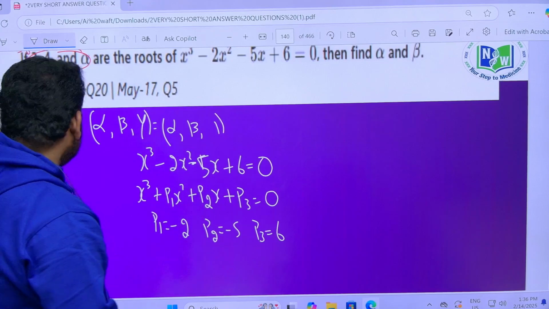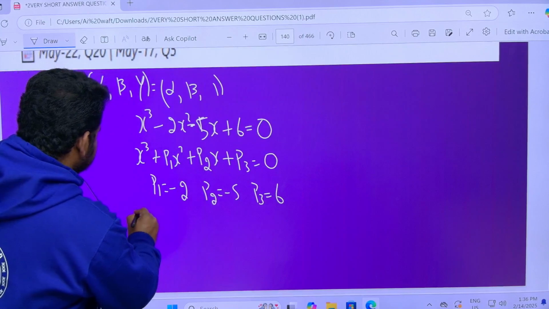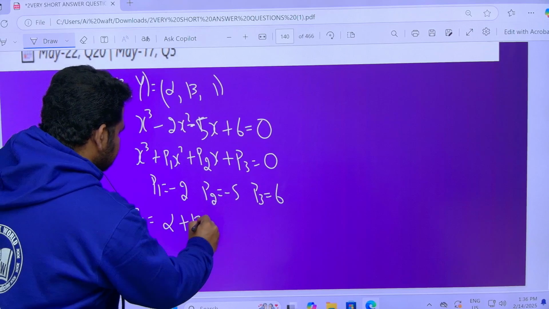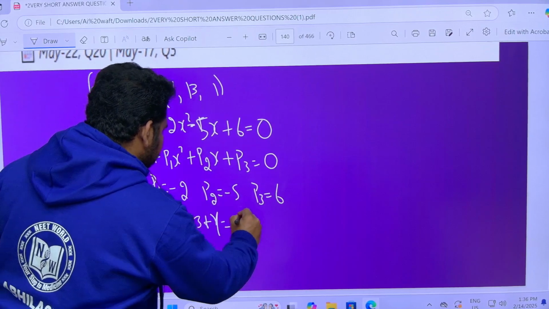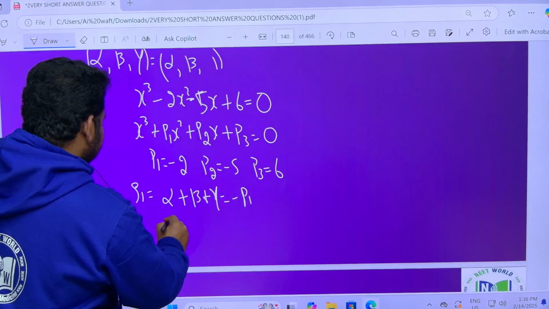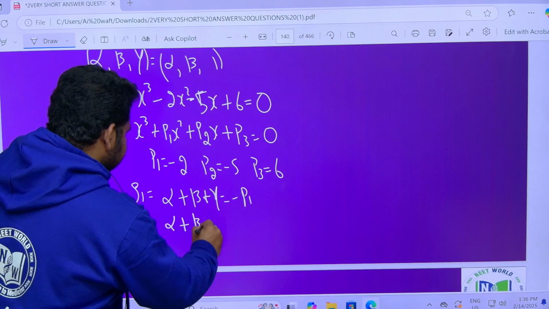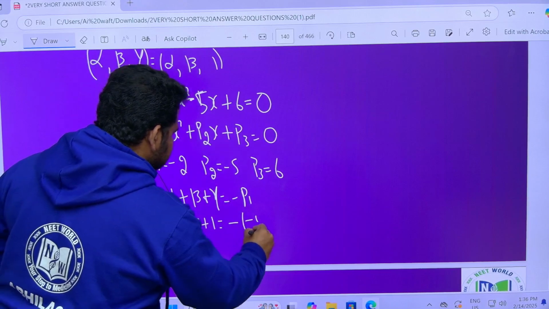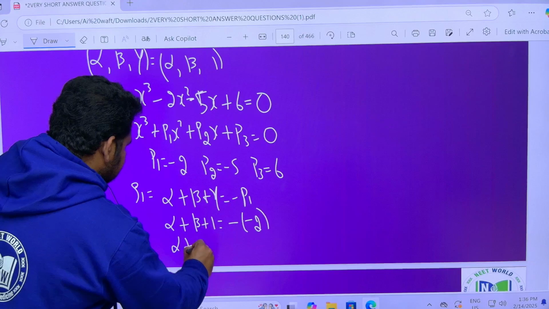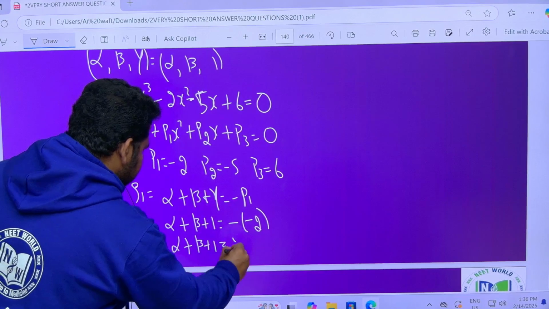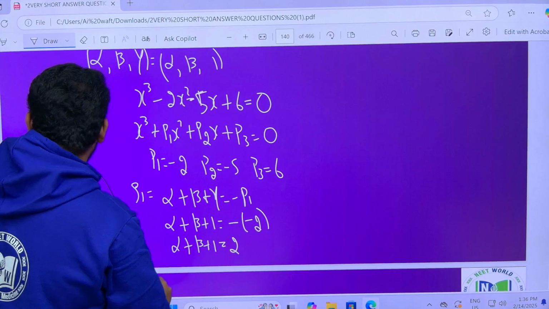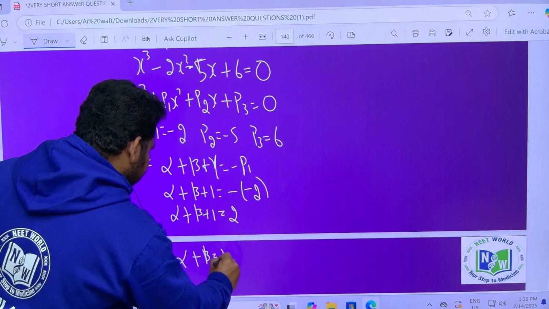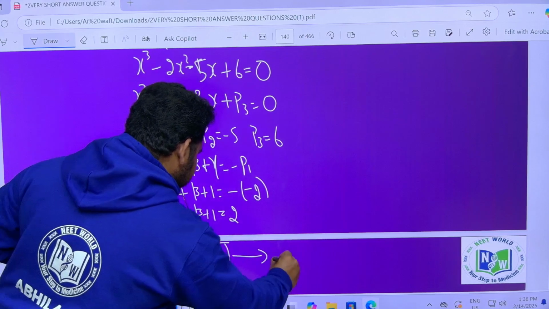Now what will happen? S1 will be the sum of the roots, that is alpha plus beta plus gamma is equal to minus p1. So alpha plus beta we have to find out. Gamma we got as 1, so alpha plus beta plus 1 is equal to minus of p1. P1 is minus 2, so minus of minus 2 is plus 2. So alpha plus beta will be equal to 2 minus 1, that is 1. Let us write this as equation 1.